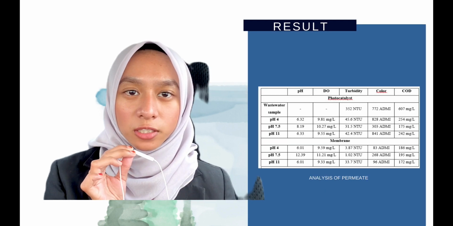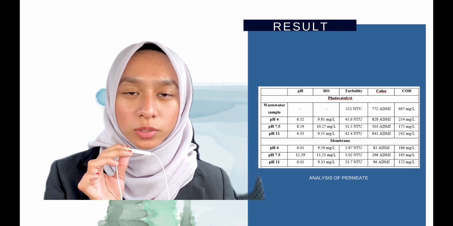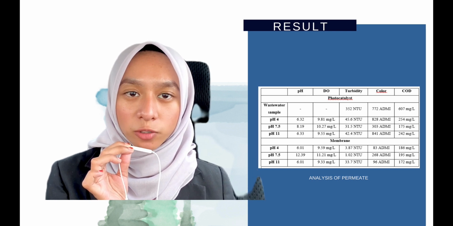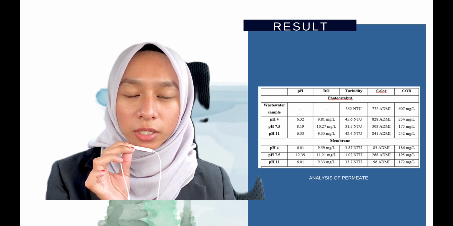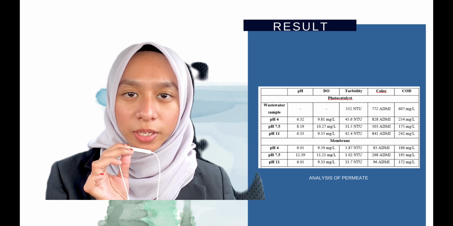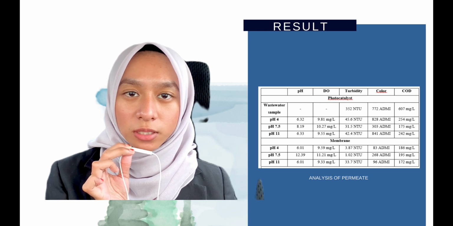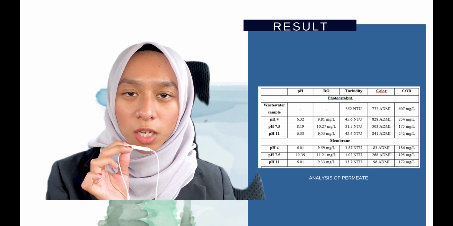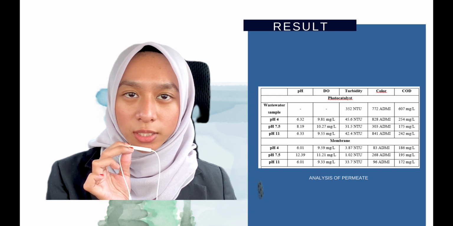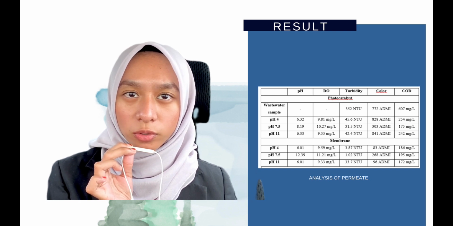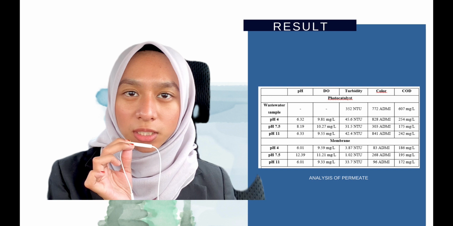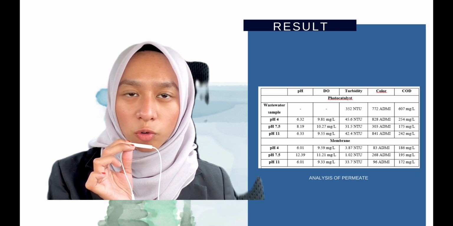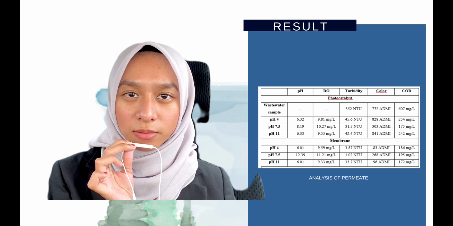Next, for analysis of pH, based on table 1, it shows the optimum pH for this test is pH 4 because it has the lowest pH reading compared to pH 11 and pH 7.5. This is because a reduction happened in the pH after the photocatalysis process, which is 6.32 to 6.01 after the membrane process. In addition, it also shows the reading of pH after membrane process for pH 4 passes the acceptable range for discharge standard by DOE for photocatalysis and membrane process.